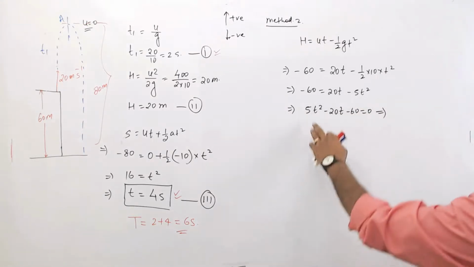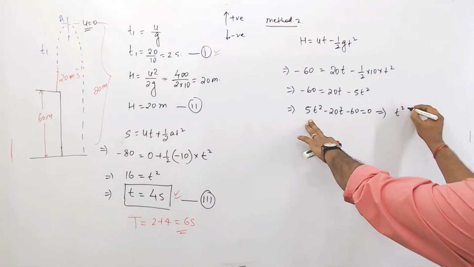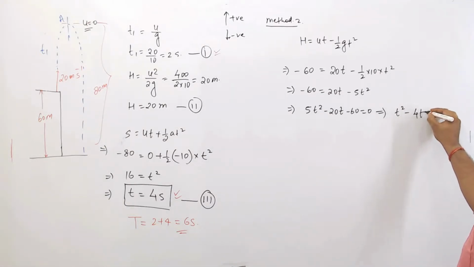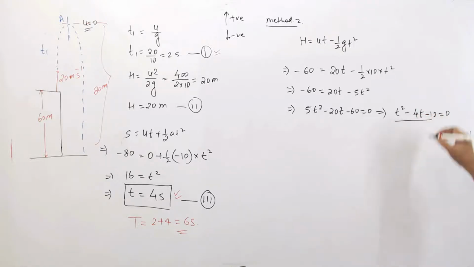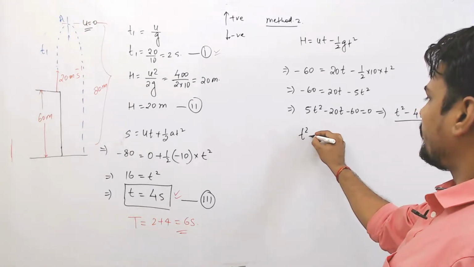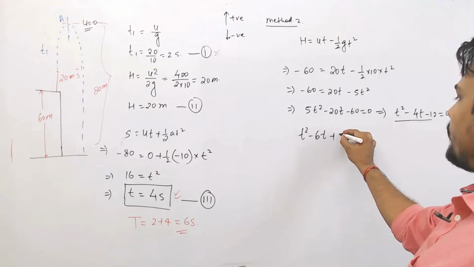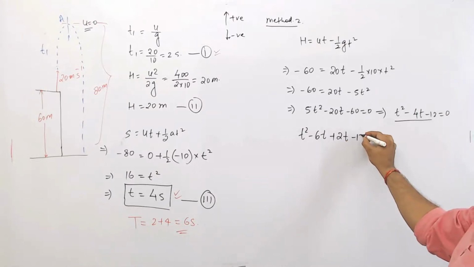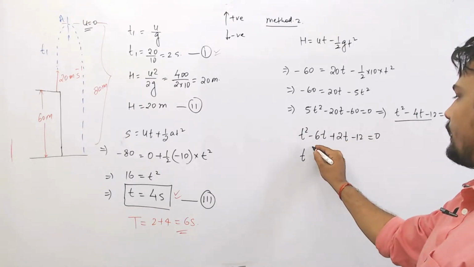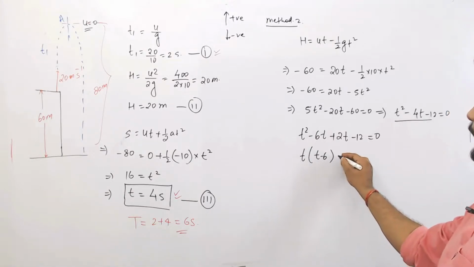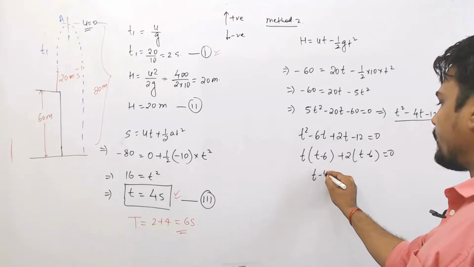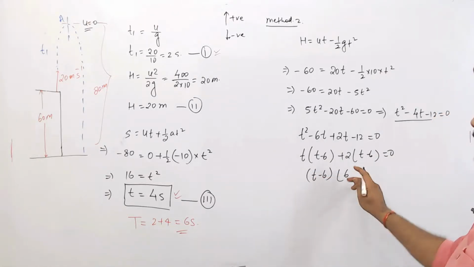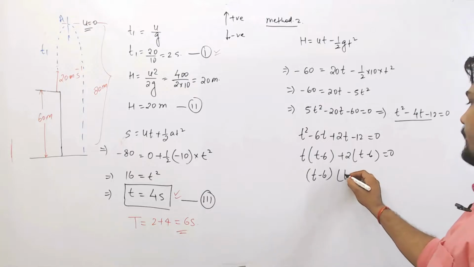If you take the 5 common, the quadratic equation becomes t square minus 4t minus 12 equals 0. I can actually factorize this now quite easily. t square minus 6t plus 2t minus 12 equals 0. Of course t you can take common, t minus 6, and you can take 2 common, we'll have t minus 6 equals 0. From the next time onward I will directly write this, no need to write each and every step.